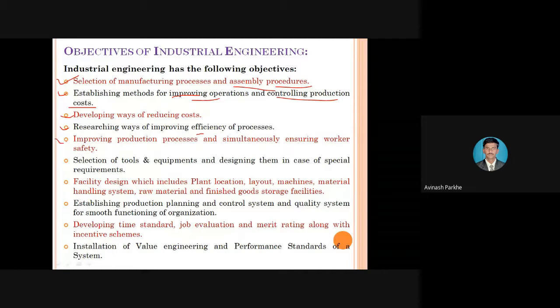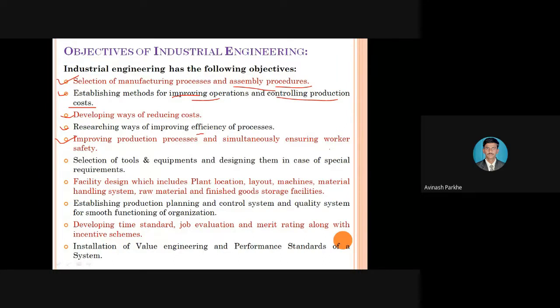Then next, improving the production process and simultaneously ensuring worker safety. On one side, we are increasing the production processes, but on the other side, we have to focus on worker safety also. Sometimes the company wants maximum production, and the company will remain running for the whole day, or the worker has to work for maximum hours, maybe 10 hours, 12 hours, 15 hours. It means we are not considering the worker's capacity, we are not considering their safety.